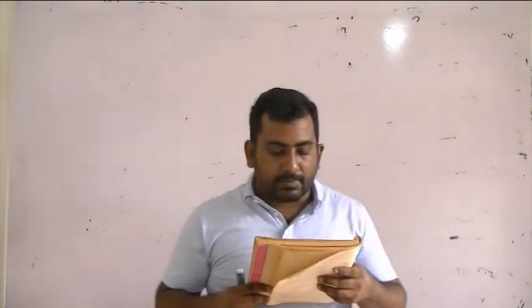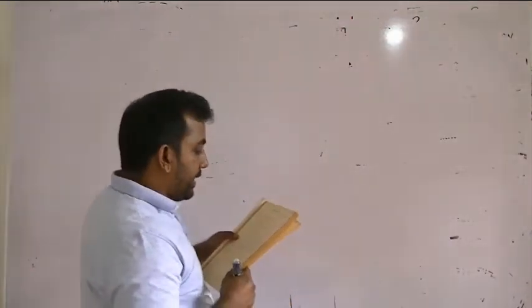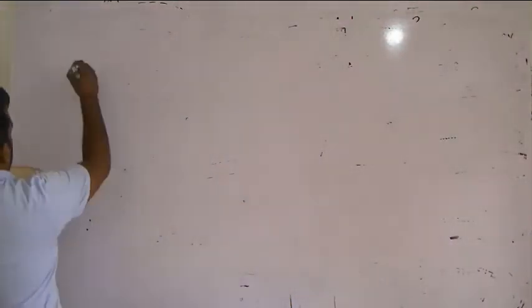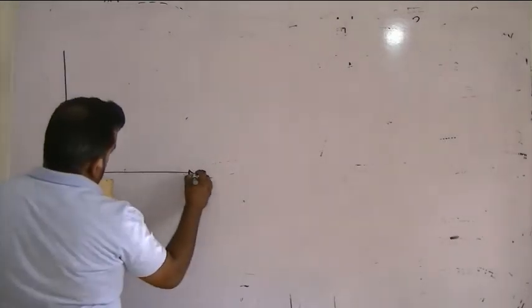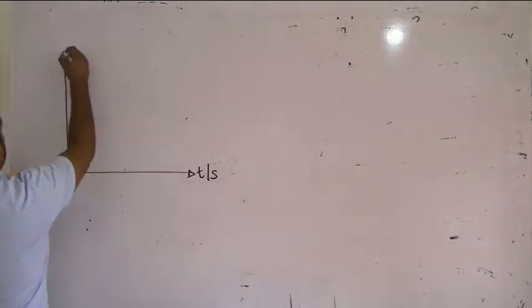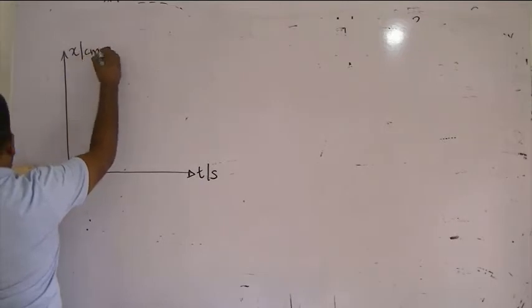This is the discussion of the 1994 A level essay question number 1, part A and part B both. The figure shows the displacement-time curve. If you look at the graph, time is in seconds and displacement is in centimeters.